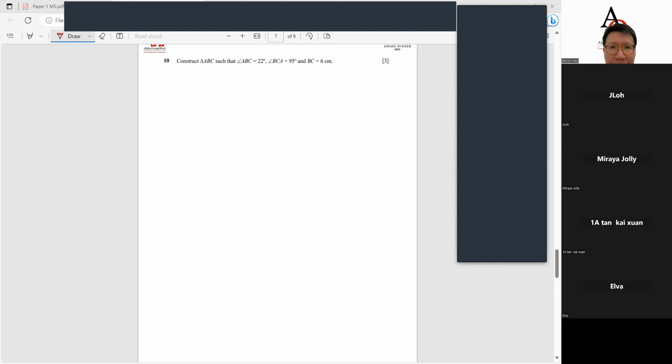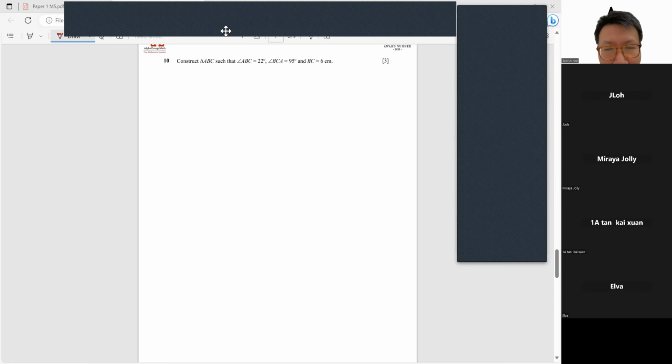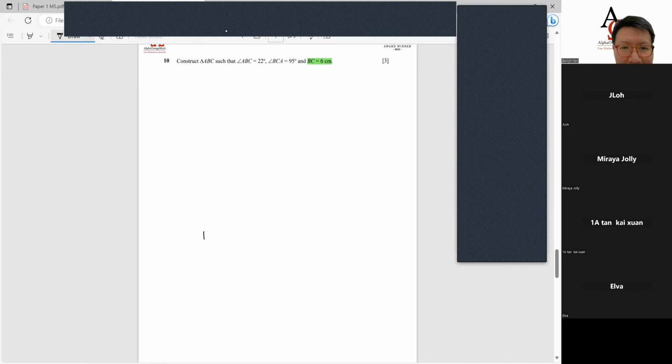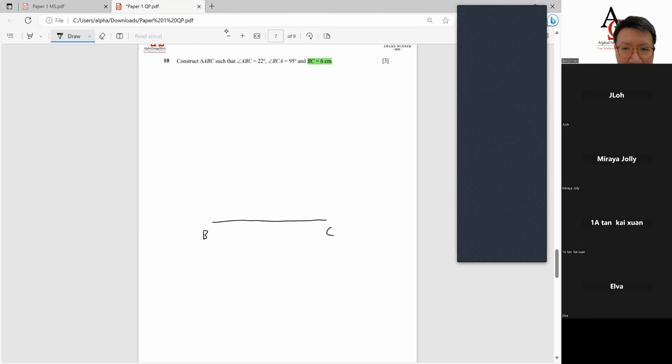With you. Now, you must first, normally you go for the length first. That means how many cm they give to you. Okay, so I will draw a line using my ruler, BC over here. Okay, and it should be 6 centimeters. You have to measure to ensure that it's 6 cm, all right?